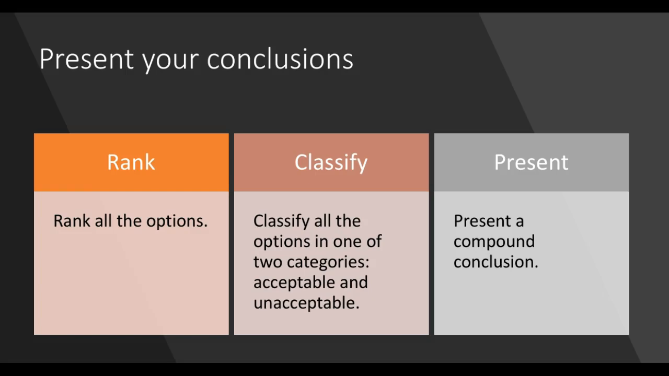So then you want to present your conclusions. You're going to rank all of your options. You're going to classify the options as acceptable or unacceptable, and then present a compound conclusion. And what I mean by a compound conclusion is it's going to be complex. It's not just A is the best option because. It is A and B are the top options, and I recommend B over A because. And so you want to be very specific in your recommendations and explain what the top two are, why they're the top two, and which one you prefer of the top two.